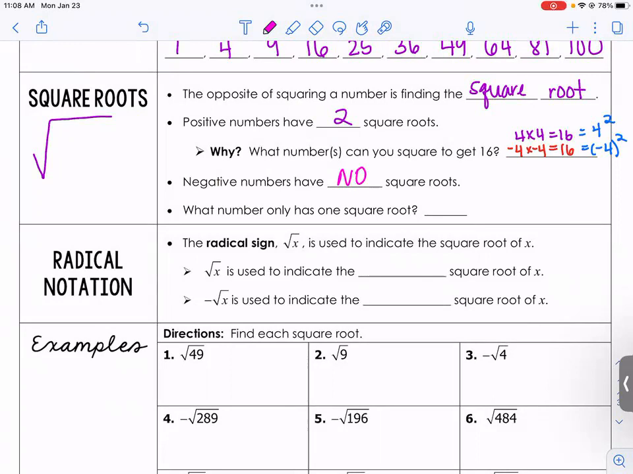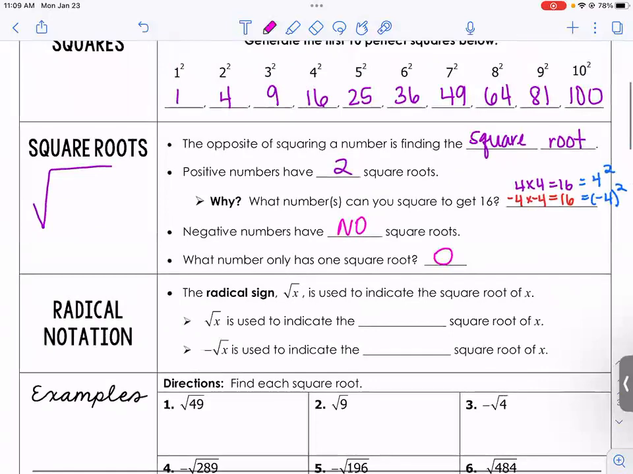Okay. Ryan, what number only has 1 square root? That's a hard one. Is it 0? So the square root of 0 is 0. But like I can say that 4 squared and -4 squared is 16, but there's no -0. Okay. All right, so let's go back to page 3.